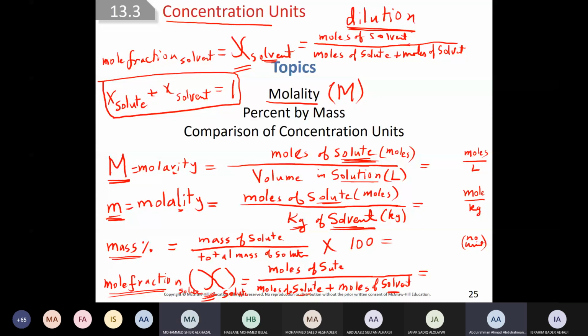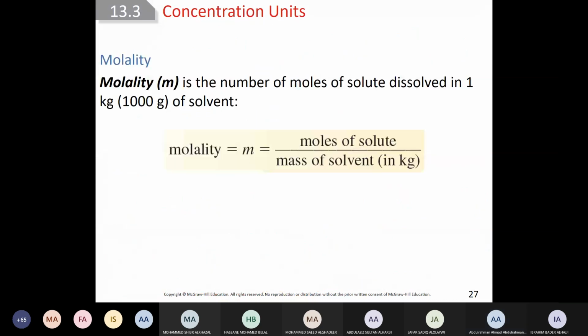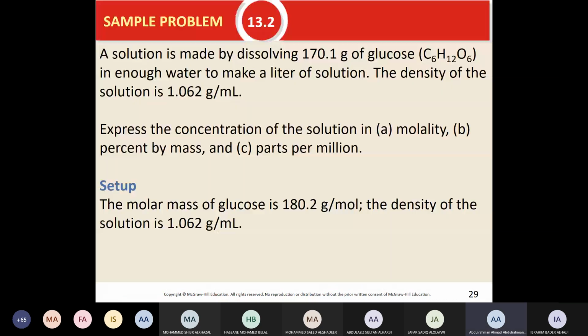Okay, good. And what's mole fraction of solvent? I wrote it here, which is the same. You have to know these things, and you have to know how to calculate them. You have to know how to convert from one to the other also. Is this clear? Good. We did this all.